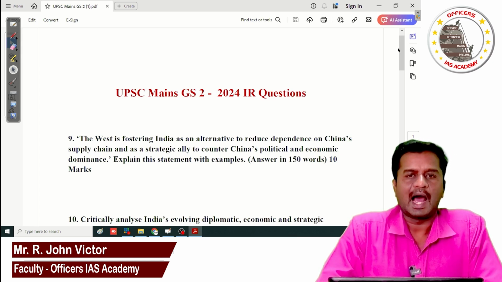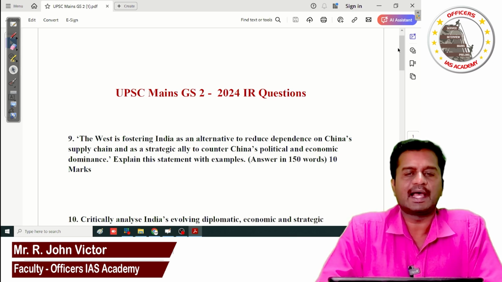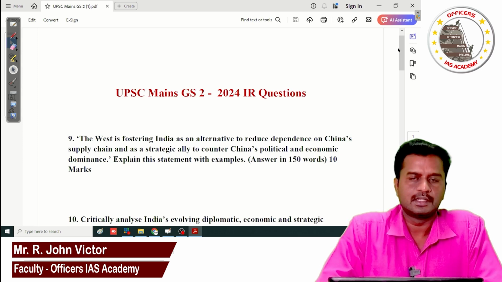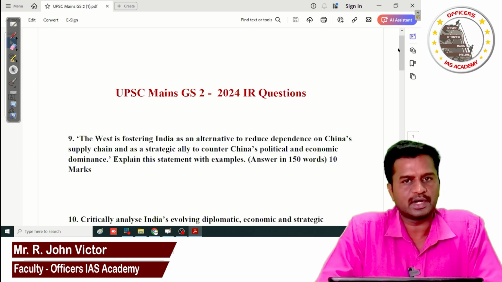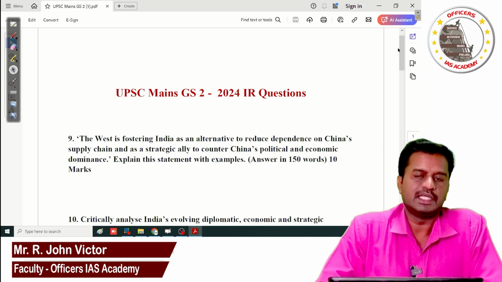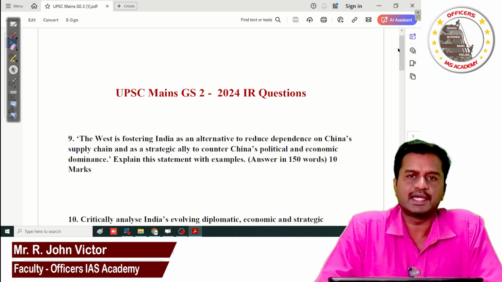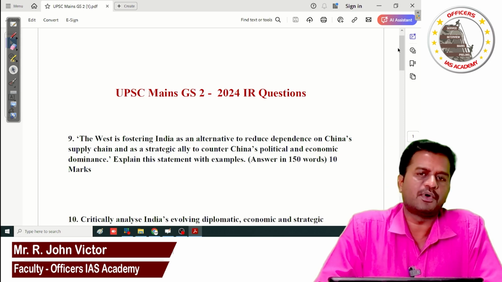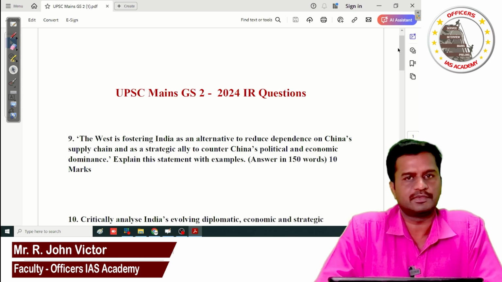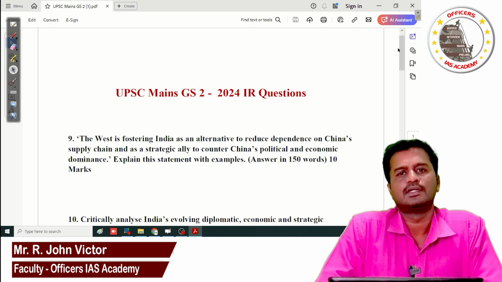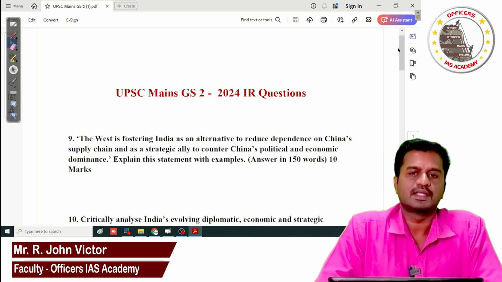Secondly, address the question and write the answer in a holistic manner. Try to touch different dimensions. The important dimensions are geographic, cultural, social, economic, political, and defense. The 3 important dimensions are economic, political, and defense. Ensure that you are touching these dimensions.